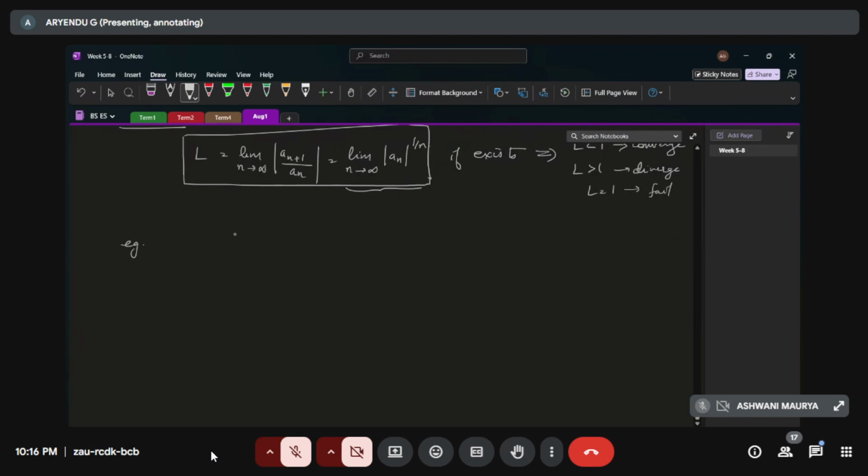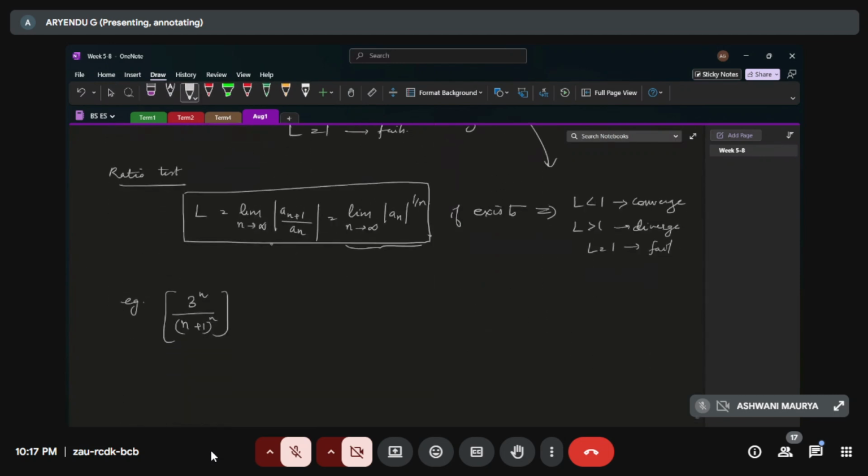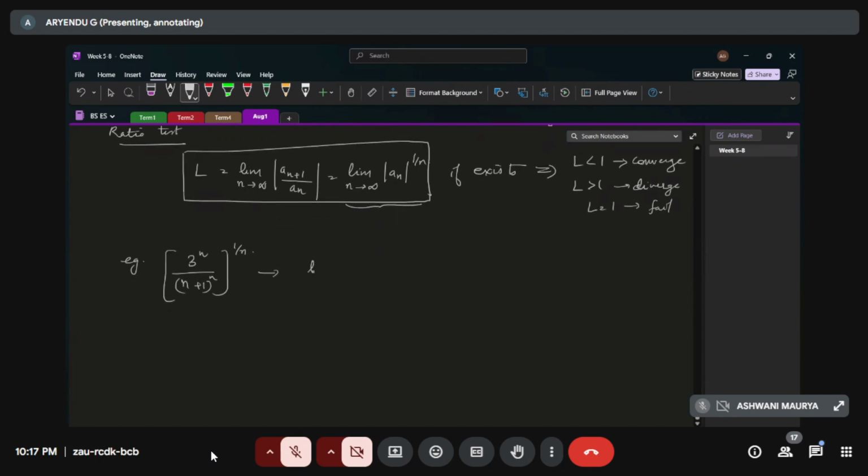And yeah, if we take an example, we can take 3 raised to n by (n plus 1) whole to the power of n. So if we use this test, the root test, we are raising it to the power of 1 by n. We are taking the limit with the power raised to 1 by n. So we have the limit as n tends to infinity of [3 raised to n by (n plus 1)] whole to the power of n.